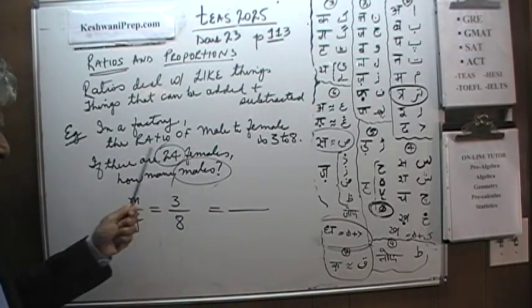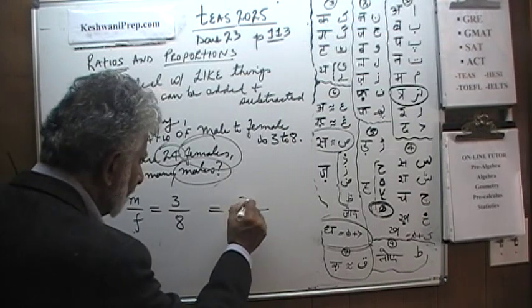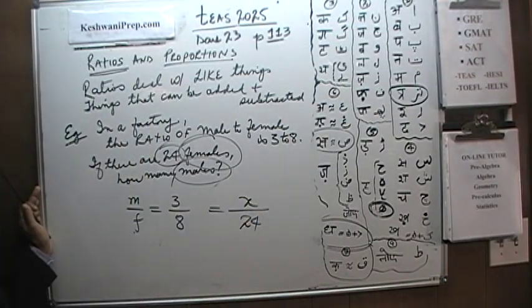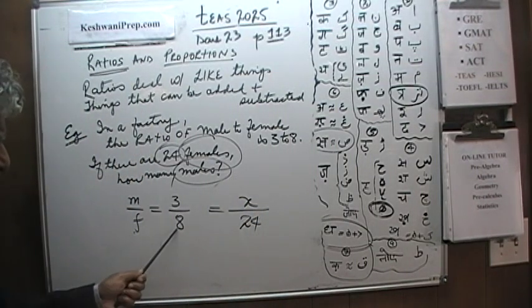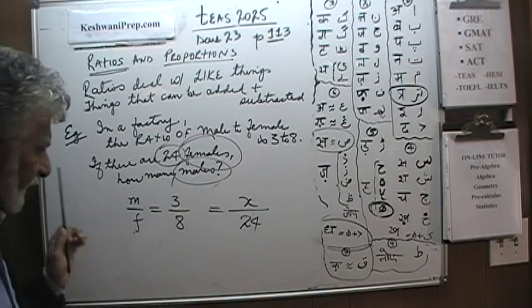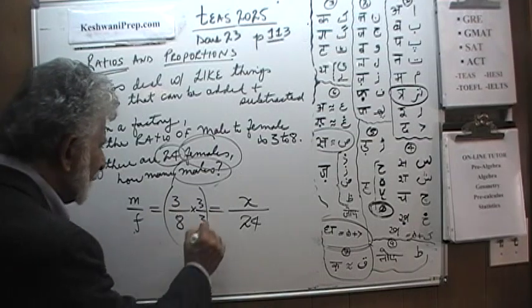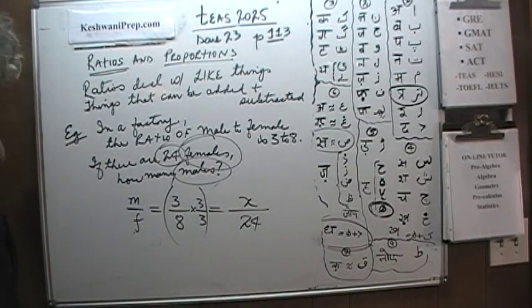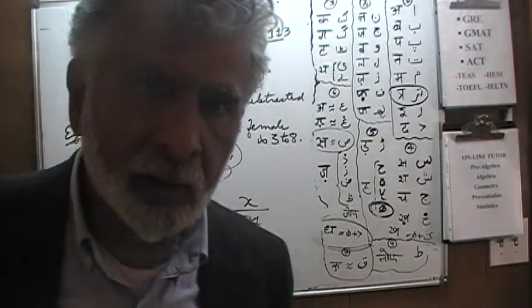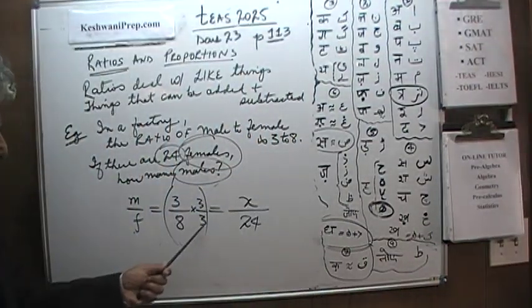The question is, if there are 24 females, so you have to keep track of your work, females are in the bottom, how many males do we have? This is 8 and this is 24. Ask yourself, 24 is what multiple of 8? The answer is 3, which means we scale up this ratio by a factor of 3. Now we have 8 times 3, which is 24.